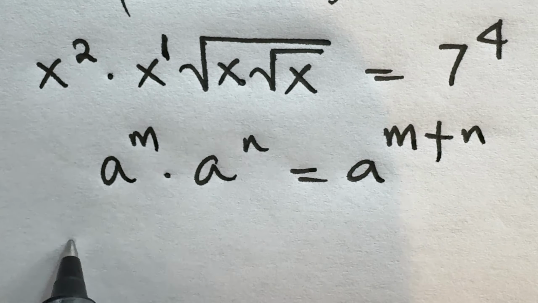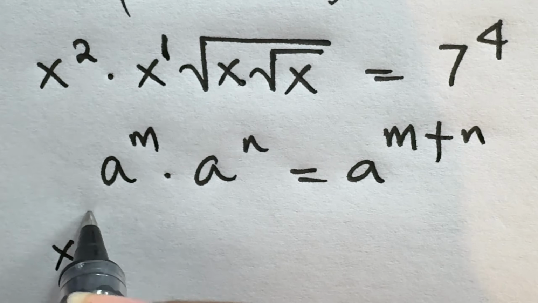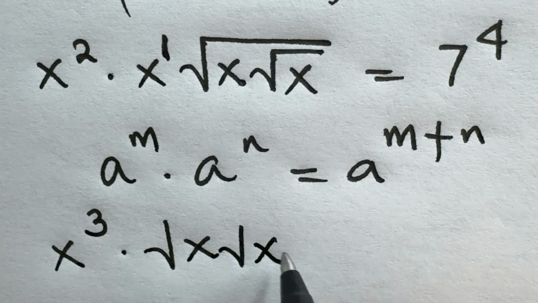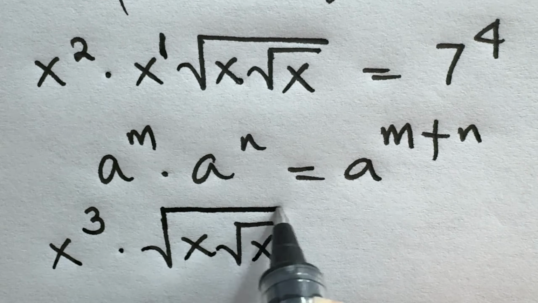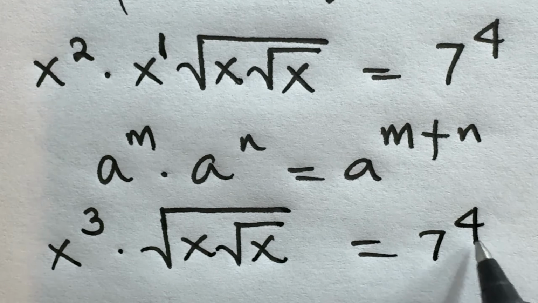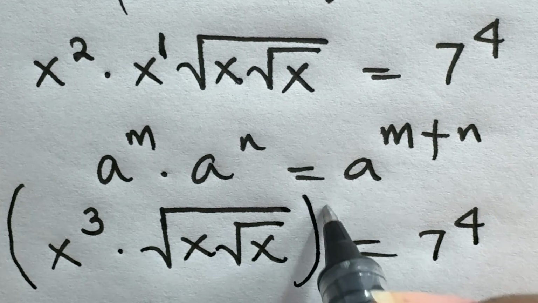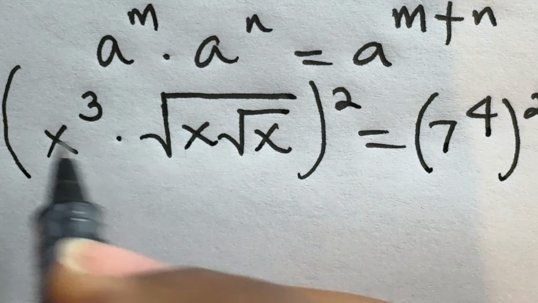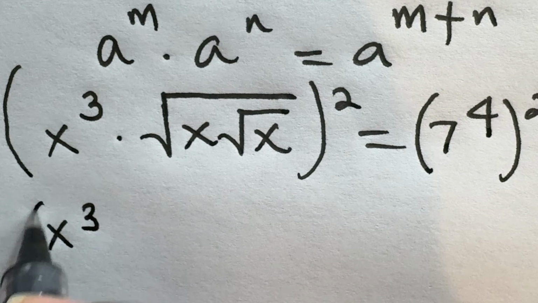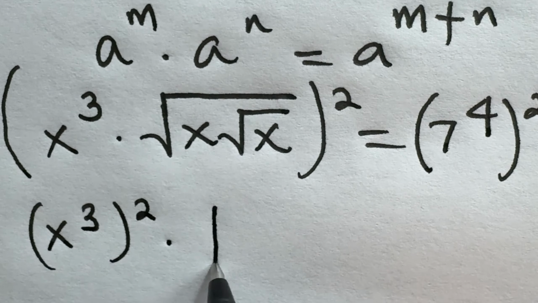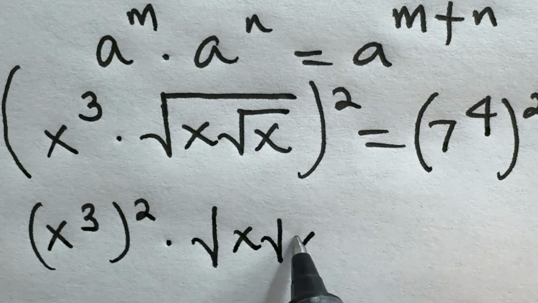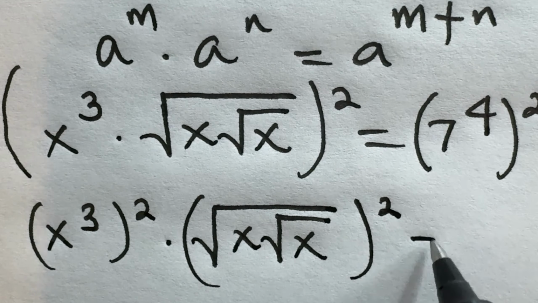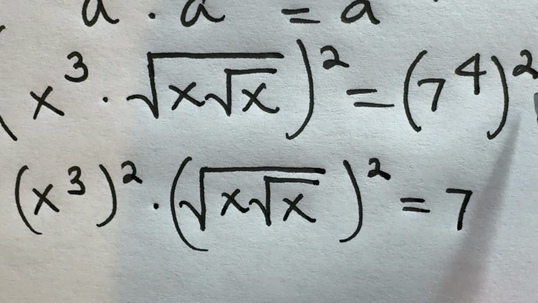This will then give us x raised to power 2 here plus 1 here is 3, then times square root of x times square root of x is equal to 7 raised to power 4. Then I'll square both sides again. This will give us x raised to power 3 raised to power 2 times square root of x times square root of x raised to power 2 is equal to 7 raised to power 4 times 2 is 8.